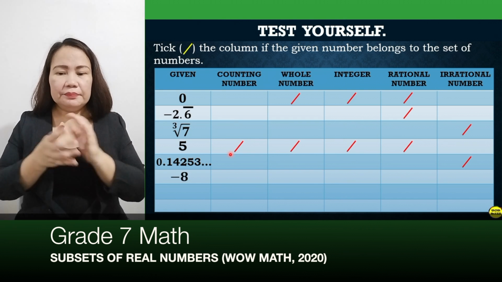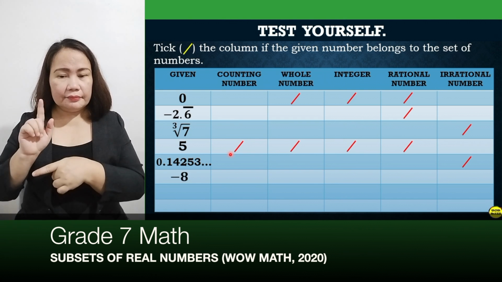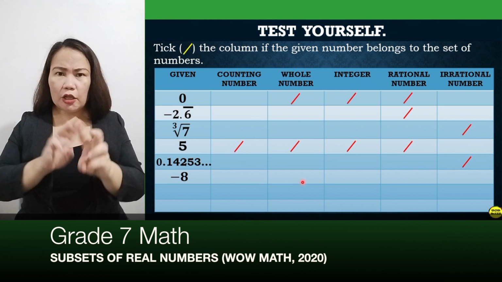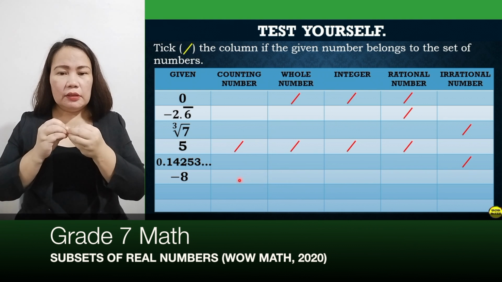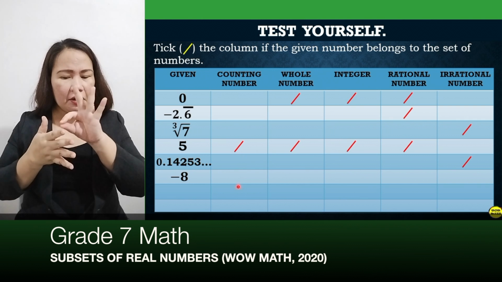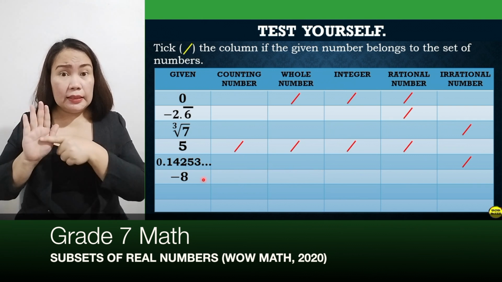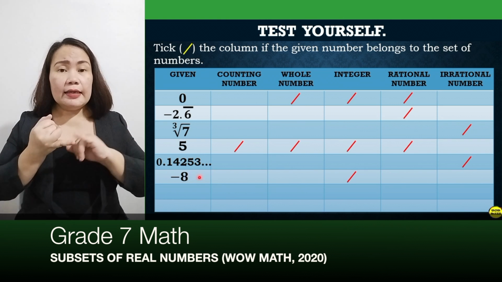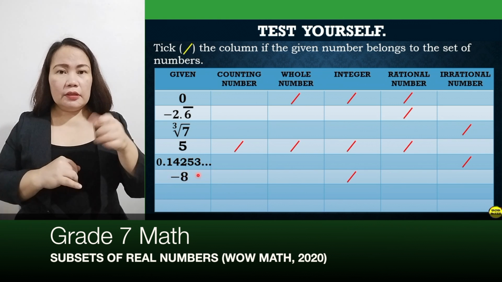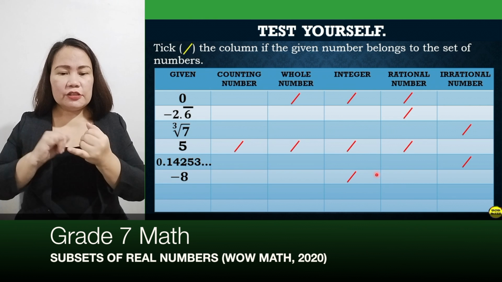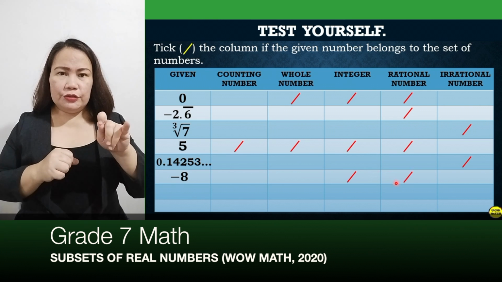Next, negative 8. So, negative 8 is not a whole number. This is not also a counting number, okay? But this is an integer, okay? Kasi this is under negative integer. So, kung integer siya, therefore this is rational number.